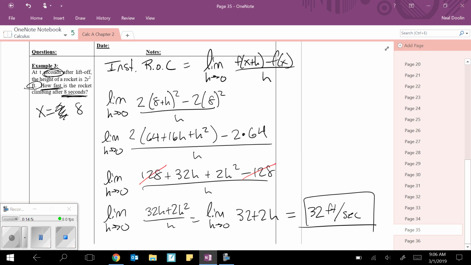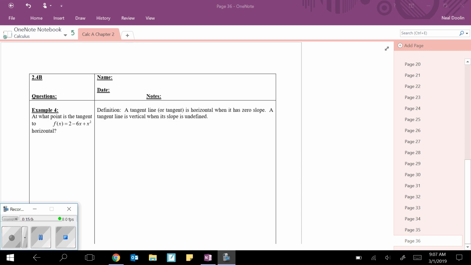All right, let's turn the page. All right, so this style of task is a little bit different. This time we're asked where, at what point. So where is the tangent line horizontal? Basically, where is the slope 0?